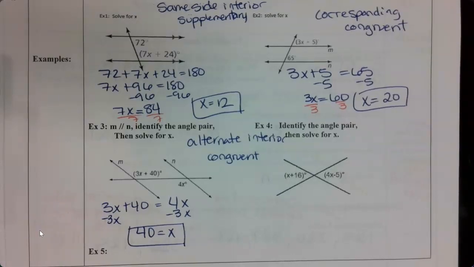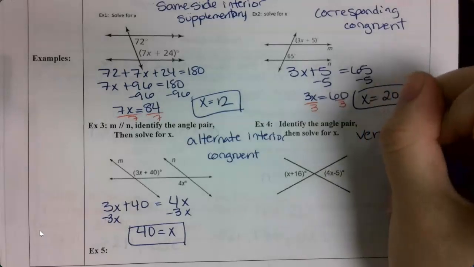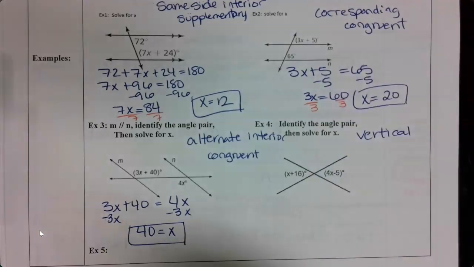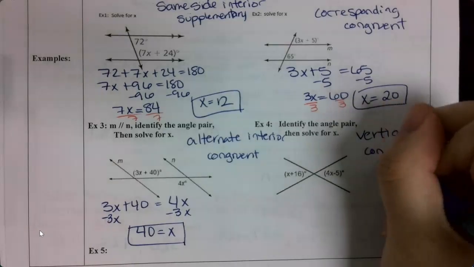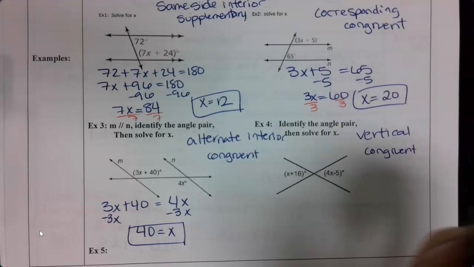Okay, number 4. What kind of angles are these? They're across from each other. Not perpendicular. It's something we talked about at the very beginning. Not parallel. Vertical angles. So vertical angles, are they congruent or supplementary? Congruent. So I set these equal.